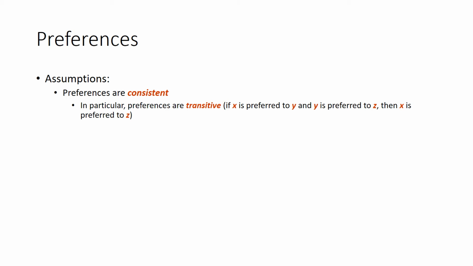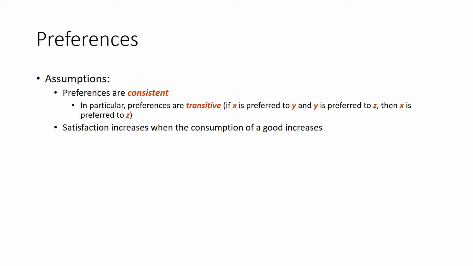If the consumer prefers good X over good Y, and if the consumer prefers good Y over good Z, then transitivity means that the consumer is going to prefer good X over good Z. So if X is preferred to Y and Y is preferred to Z, then X is preferred to Z. That property is called transitivity. And it's a very important property in economics. So we're going to assume that preferences are transitive.